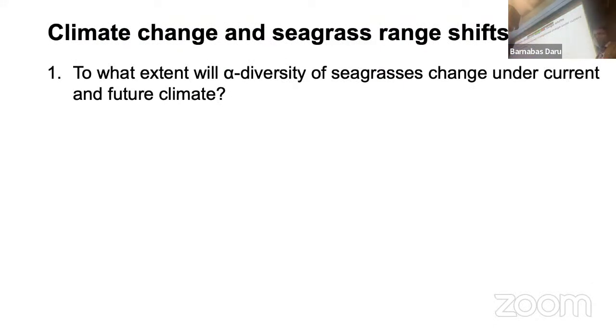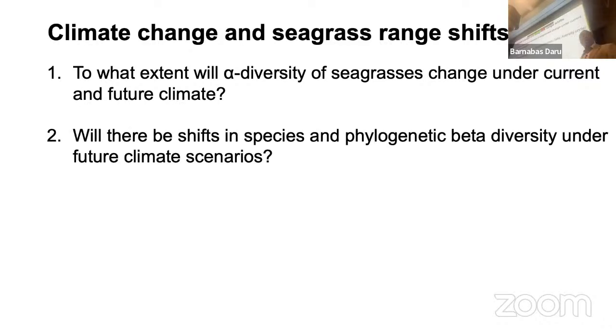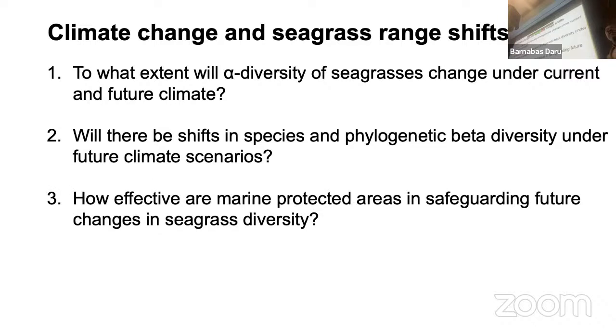So to what extent will the alpha diversity of seagrasses change under current and future climate scenarios? Will there be evidence of changes in seagrass phylogenetic beta diversity as well as species beta diversity under future climate scenarios? And how effective will the current network of marine protected areas be in terms of safeguarding the future of seagrasses under climate change?